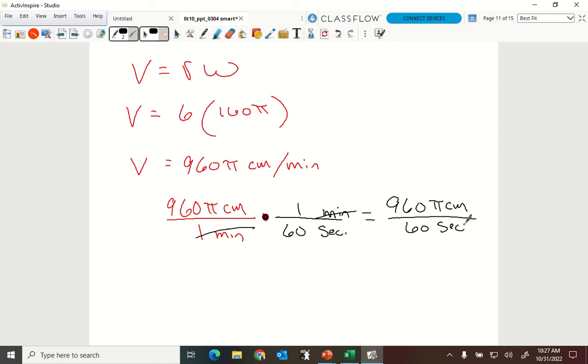16 pi. Very good. And so my velocity, what are my units on my velocity now? Seconds. 16 pi centimeters per second. There we go. So now we have everything in seconds, so I can go ahead and put that on my other page.